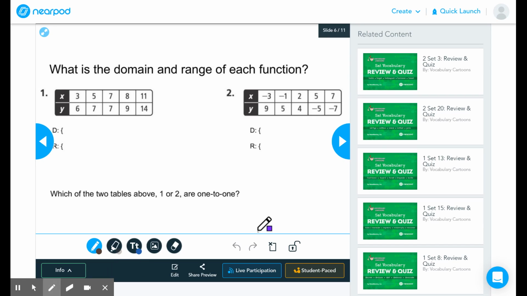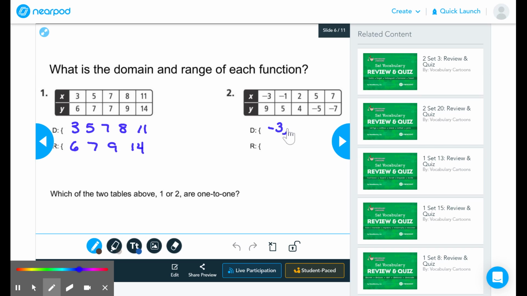Now for domain and range, so for the domain, write it smallest to biggest. If it repeats, write it once. So our domain stays the same. The range, however, repeats. So you only write the 7 once. -3, -1, 2, 5, 7. So those are already in order as well. -7, -5, 4, 5, 9.